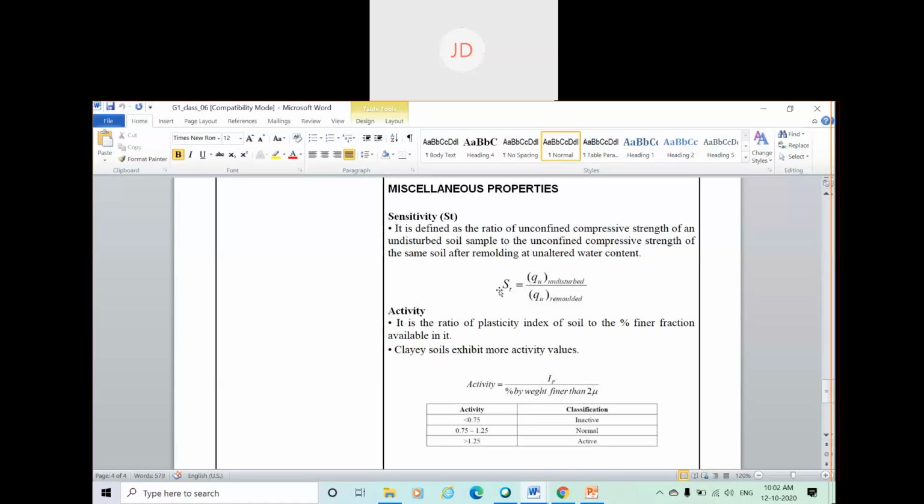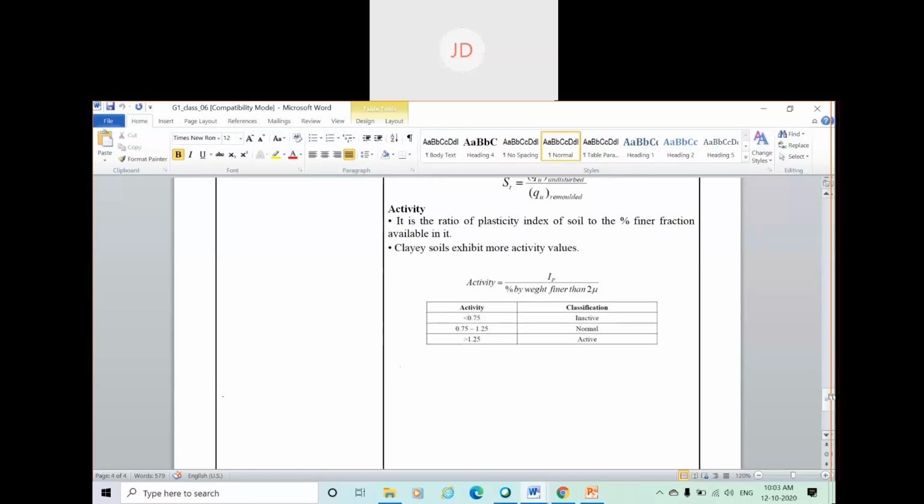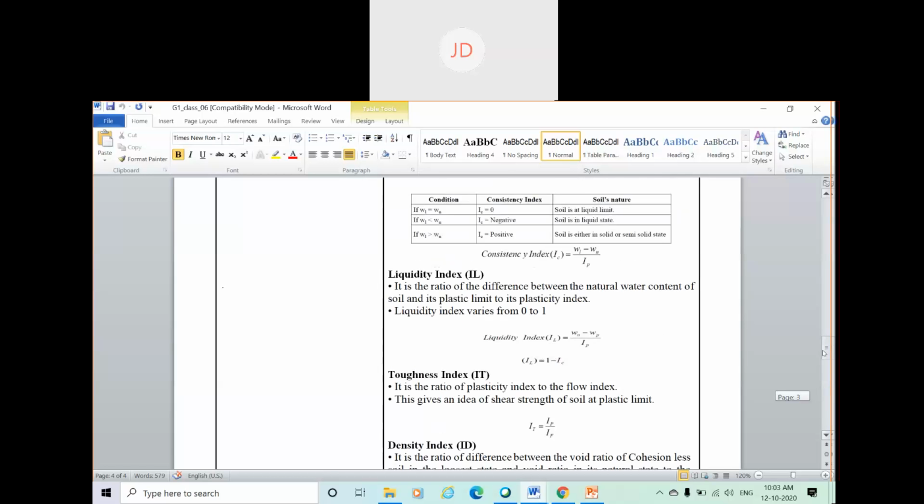Okay, so for now just try to remember this. I will not go into detail about unconfined compressive strength for now because it is a huge chapter. Sensitivity is a property of clay soil. Similarly, activity is also a property of clay soil only. It is a ratio: IP divided by the percentage of clay particles present in the soil, that is, the percentage of particles smaller than 2 micron. So yeah, this is all for today's class.